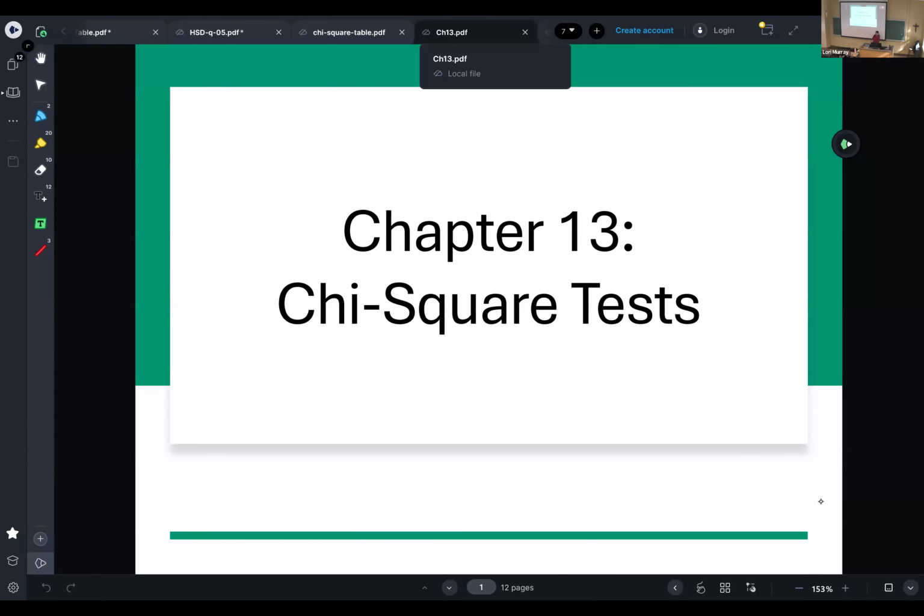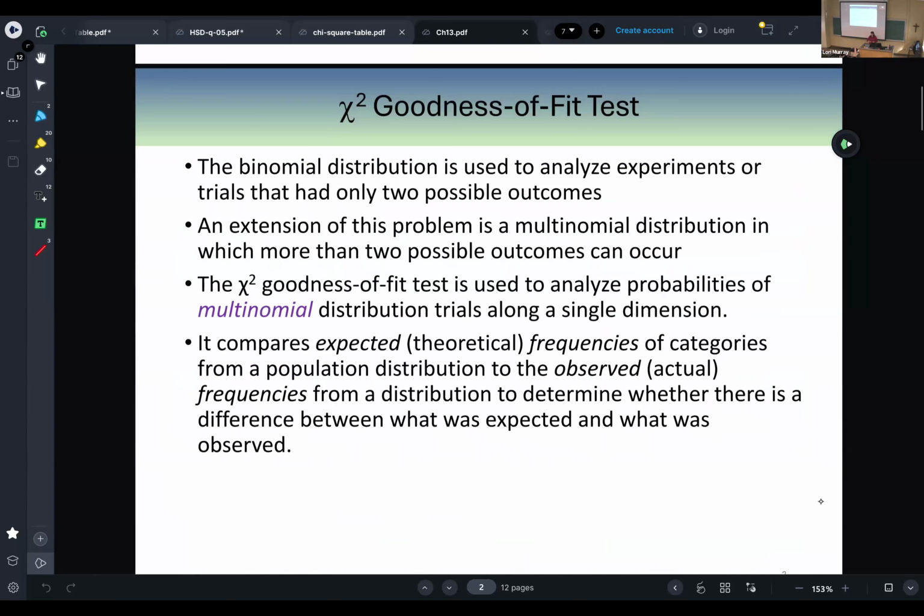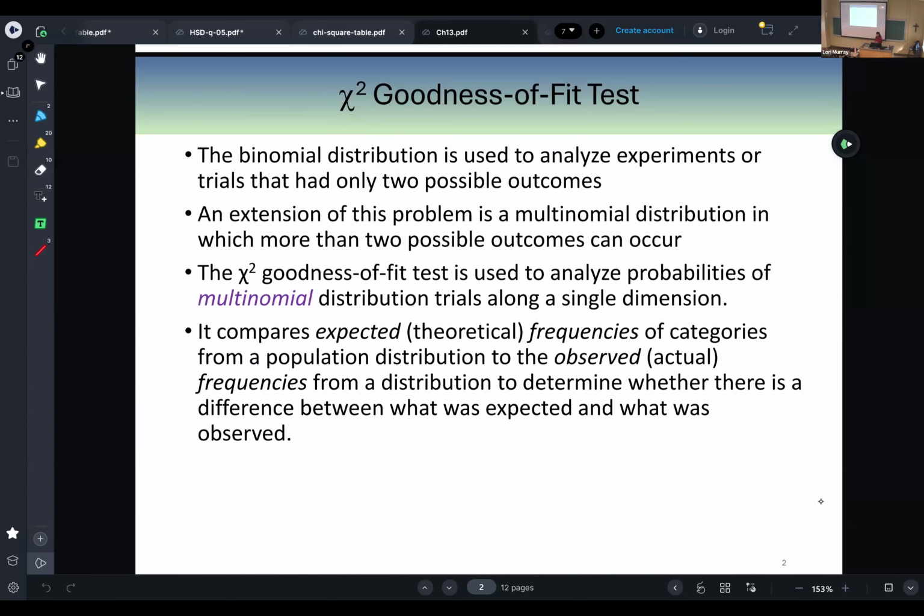Chapter 13, chi-square test. This is when we are dealing with binomial distributions or count data. Right? So it's categorical data. You would recall the binomial distribution is used to analyze experiments or trials that have two possible outcomes. How many did this with econometrics 2222? The binomial distribution, do you recall that?